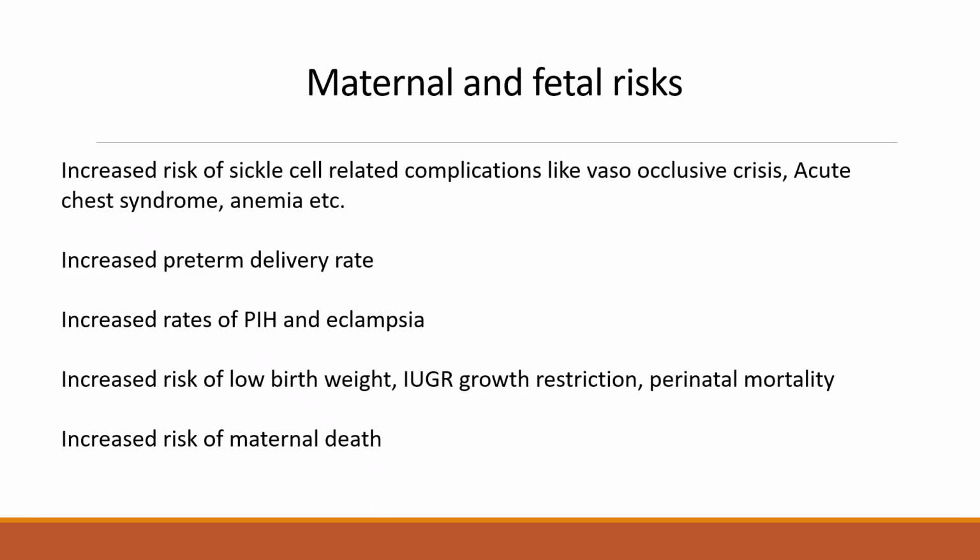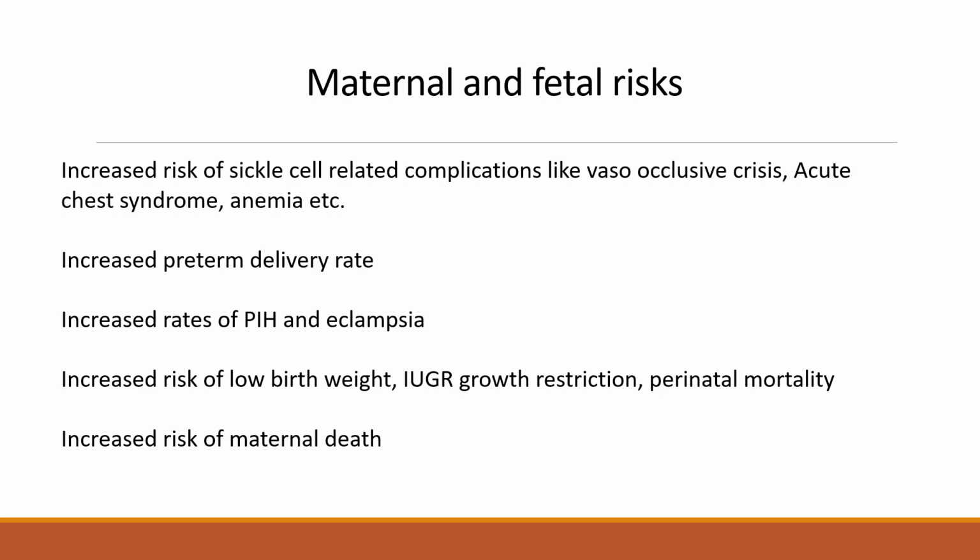Now, besides the complications of sickle cell disease, there are certain maternal and fetal risks associated with pregnancy and sickle cell disease. So this is considered a pretty high risk pregnancy as the complications of sickle cell like vaso-occlusive crisis, acute chest syndrome, and anemia are increased. It also increases preterm delivery rate. Rates of PIH, pregnancy-induced hypertension, and eclampsia are increased.